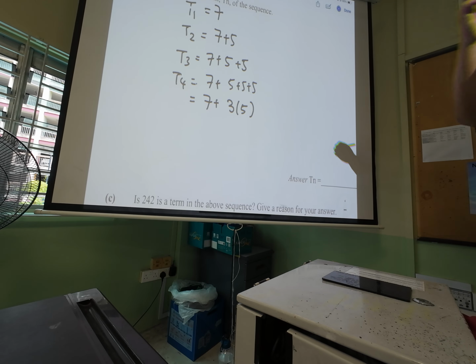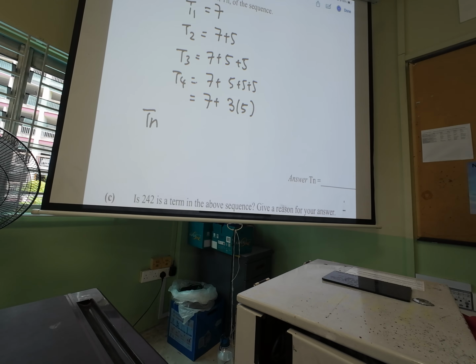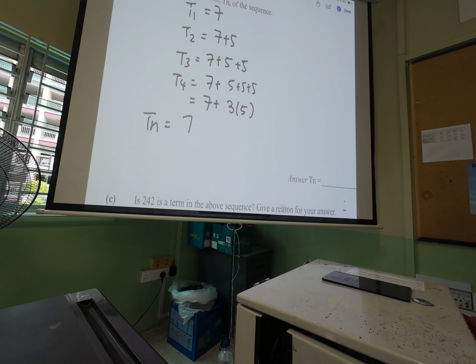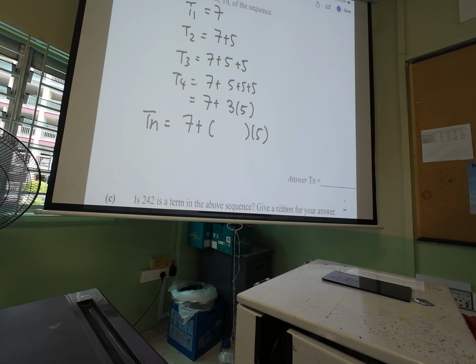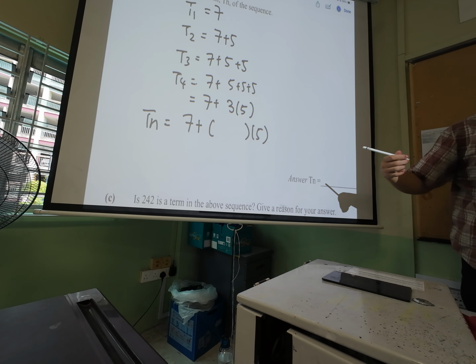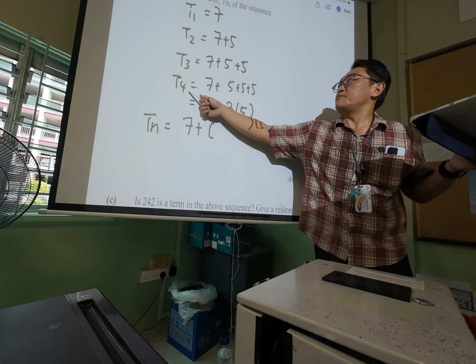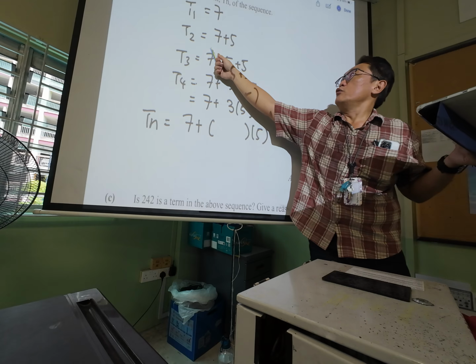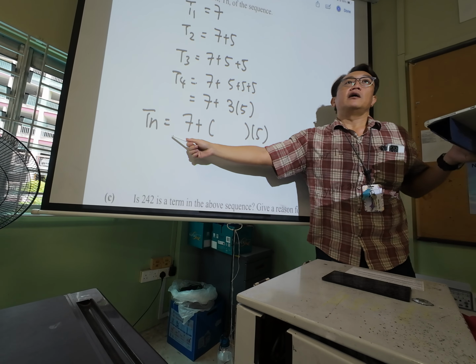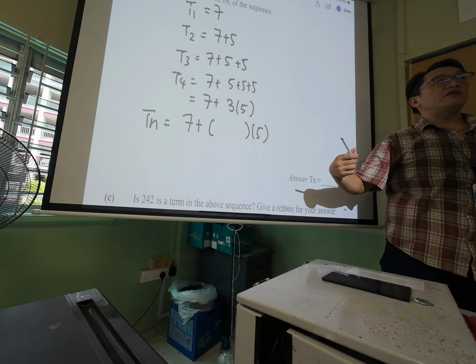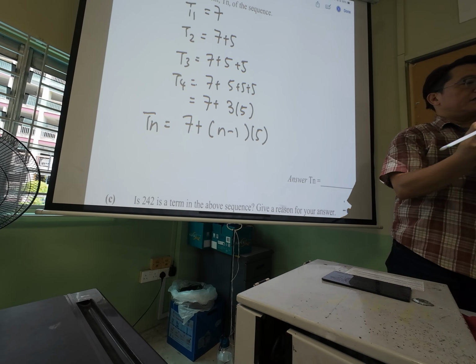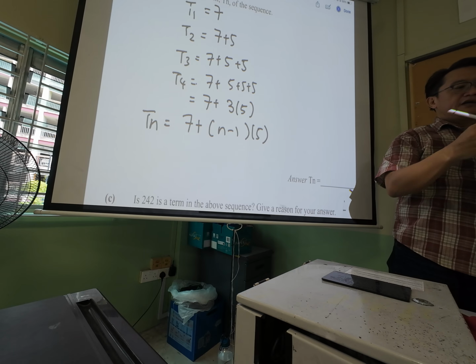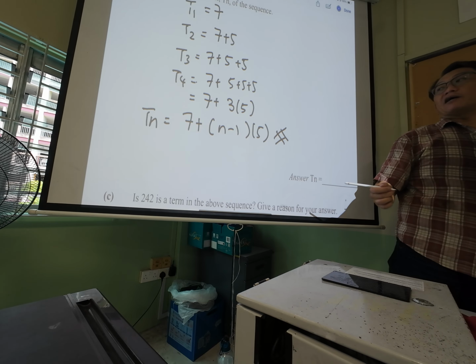always one smaller, then term n, any term, if it is n, it will be how many times of 5? 1 smaller than n. It is always 1 smaller. 3 I add 2, 2 I add 1, 4 I add 3, n I add 1 smaller than n. N minus 1 is 1 smaller than n. Okay? So if you come to this, you get your 1 mark already.